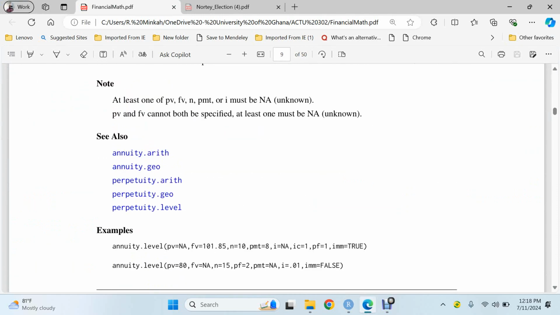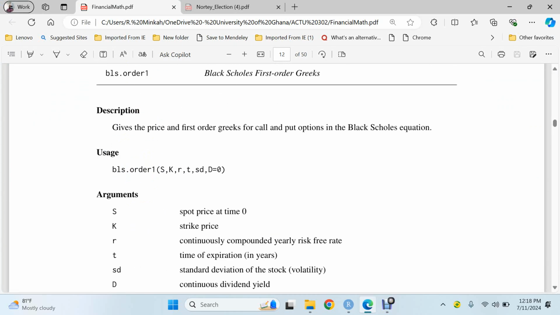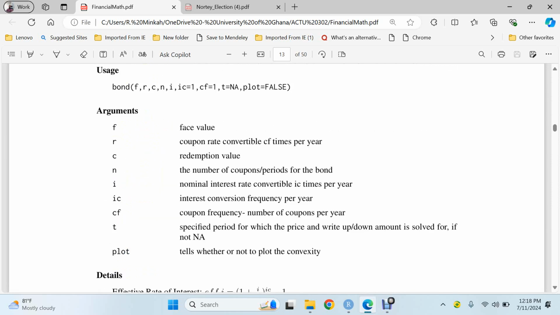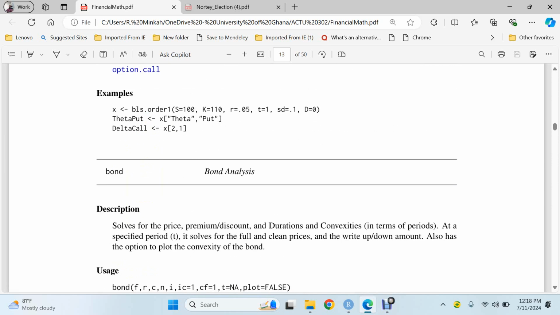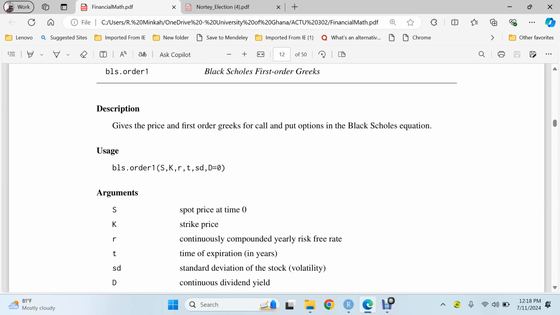So let me go back to the investments. There is even stock pricing in there, right? Bond analysis. Black-Scholes, I'm sure you've done the Black-Scholes equations, isn't it? Are you sure? I don't believe you.